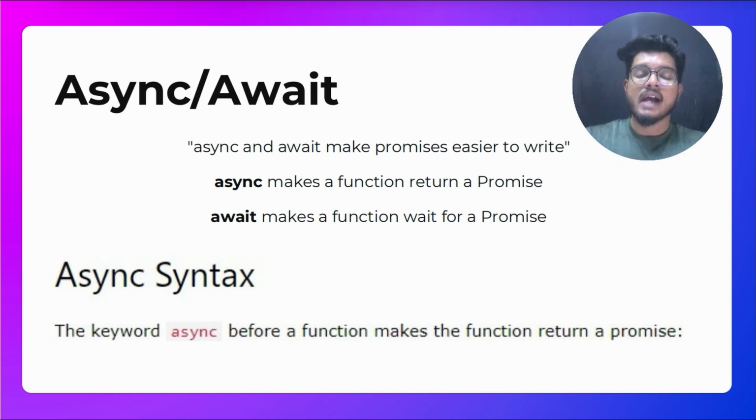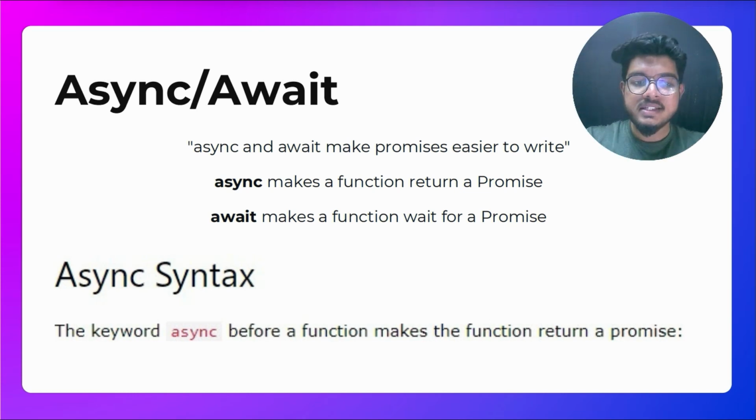Async await makes promises easier to write. Clear? Async makes a function return a promise. If you write a promise inside a function, it makes the function return a promise. That is, it must be resolved or rejected. There must be some conditions. Await makes the function wait for a promise. It pauses.